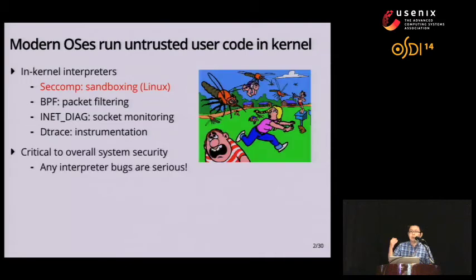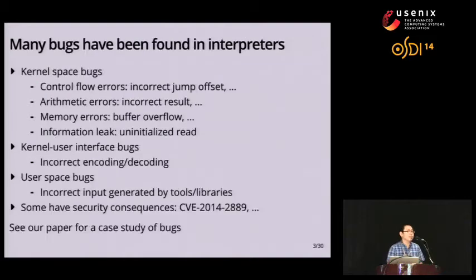Because the kernel is downloading code for execution, if the code itself is malicious, you have to be careful. And because the system is making decisions based on the result from the interpreter, any bugs in there would be a big deal. So you have to be very careful. But unfortunately, a lot of bugs have been found recently in those interpreters.